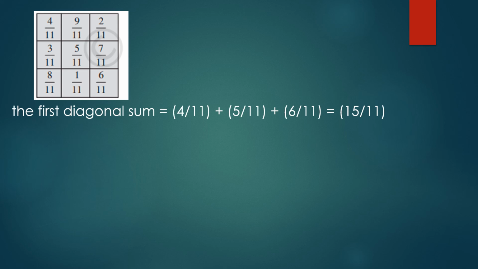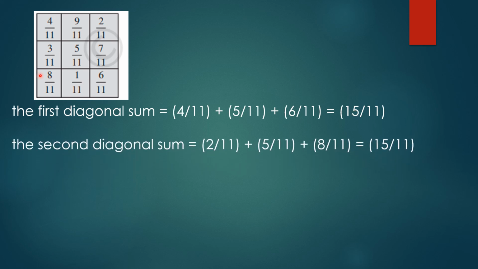Take the first diagonal: 4 by 11 plus 5 by 11 plus 6 by 11. So, 4 plus 5 is 9, 9 plus 6 is 15. So, this will become 15 by 11. And the second diagonal is 2 by 11 plus 5 by 11 plus 8 by 11. Therefore, 2 plus 5 is 7, 7 plus 8 is 15. So, this will become 15 by 11.